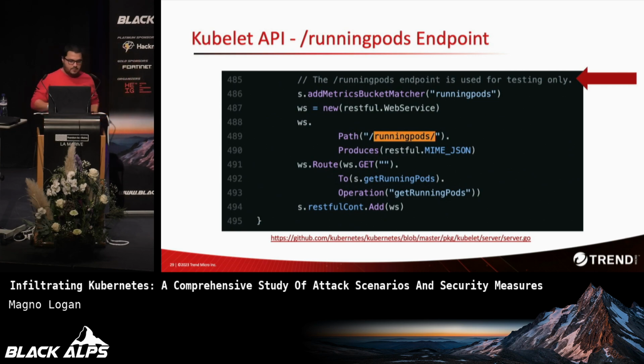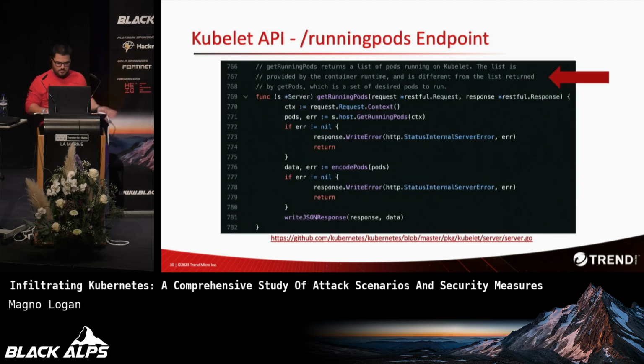There is a file there from the kubelet called server.go. If you look at running pods, you see that the running pods endpoint is used for testing only, but it's available in production. And it returns a list of pods running on the kubelet. So if I access this endpoint on that kubelet, on that server, it's going to tell me all the containers that are running on that node.